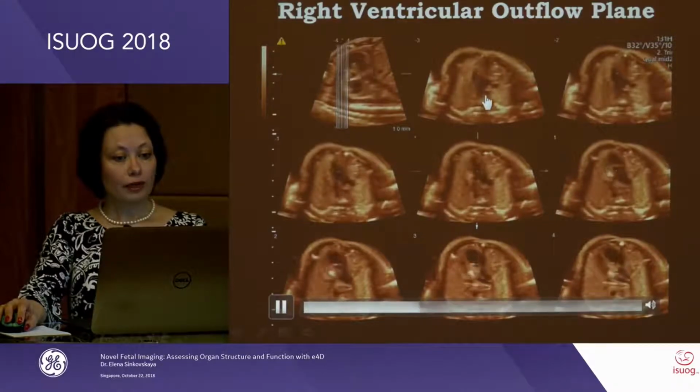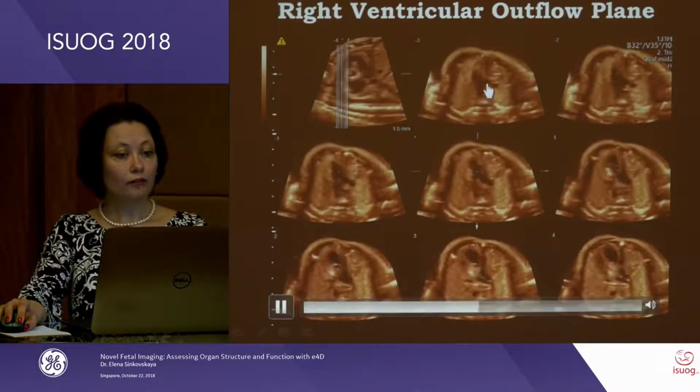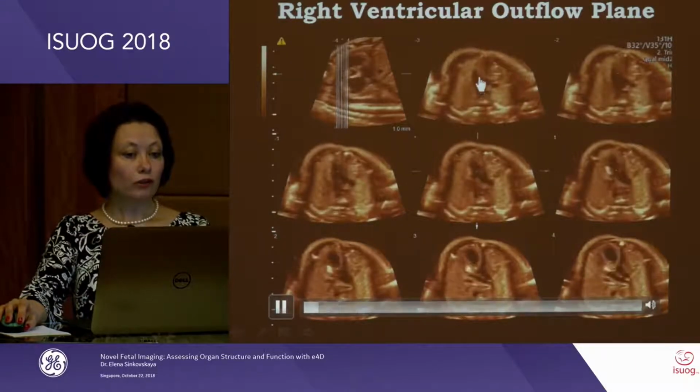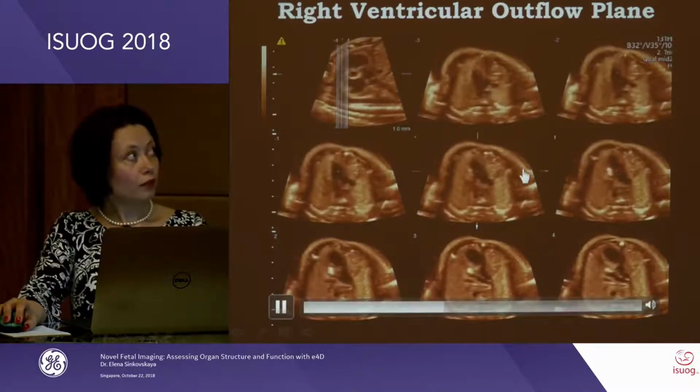So here at this plane, we can see the trachea, and both arches are on the left from the trachea. We can see the merging of the pulmonary artery and the aorta, and here we can see the superior vena cava.